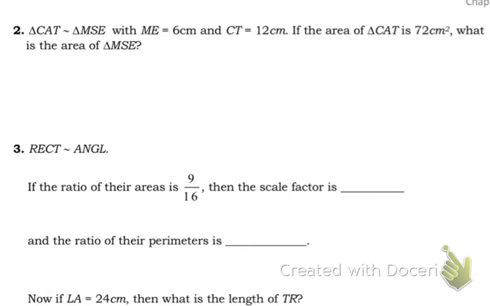All right, triangle CAT is similar to MSE. Like I said, they have to be similar, with ME equaling 6 centimeters and CT equaling 12. If the area of CAT is 72 centimeters, what is the area of MSE? So this time I'm working with sides. We had sides, so I'm going to go ahead and draw these two things. I'm going to draw CAT.